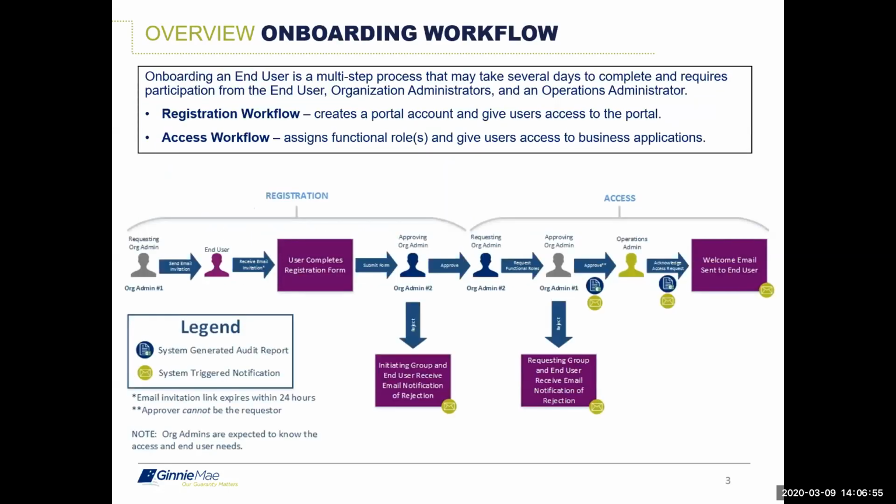So here's a slide that should be familiar to you if you've been to any of our trainings on MyGinnieMae. This is the onboarding workflow. Two pieces to that workflow. The first one is the registration workflow, where an organization administrator sends an email invitation to an end user to complete a registration form. Once the user has completed that form, then a second organization administrator will go in and approve that request. They then proceed to the access portion of the workflow where they request a functional role or roles for that user. And then another organization administrator comes in and approves those roles before the Bank of New York as the operations administrator on behalf of GinnieMae steps in to do what's called finalization.